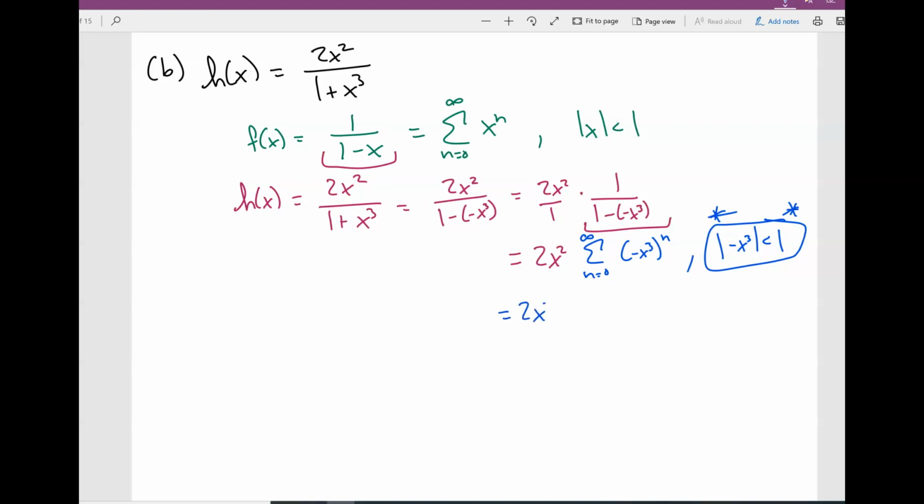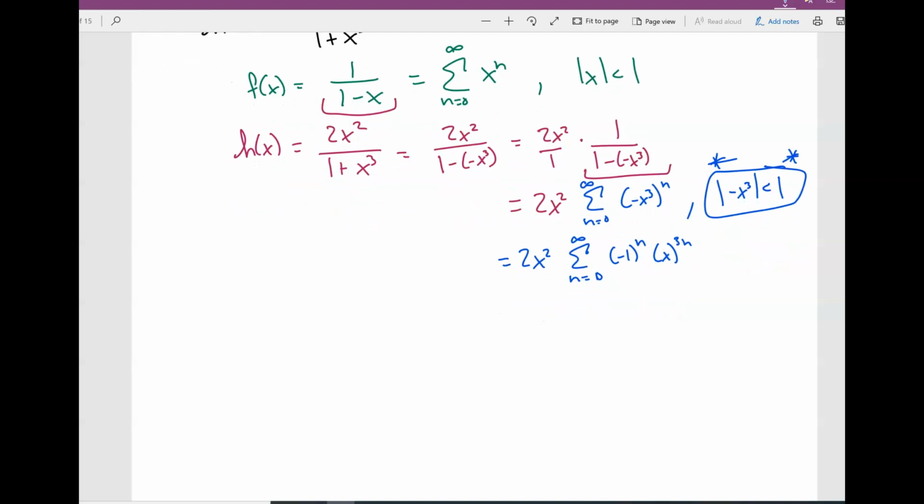So it's just going to be 2x squared. We just figured that one out. That was just going to be the sum from n goes from 0 to infinity of negative 1 to the power of n, x to the power of 3n. Okay. Now we need to fix this thing because we need to plug that in inside. Okay. So I'm going to plug it in.